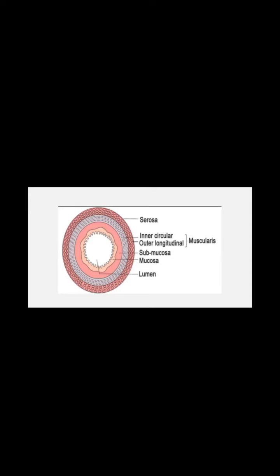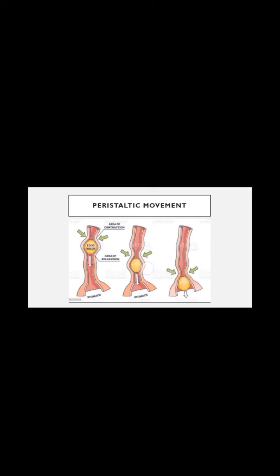This is the wall of the esophagus. Here you can see inner circular muscles and outer longitudinal muscle. Due to the contraction of these muscles, wave-like movement or peristaltic movement occurs. Here is the peristaltic movement. Circular muscle behind the particle contracts and longitudinal muscle relaxes. Simultaneously, circular muscle in front of the food particle or bolus relaxes and longitudinal muscle contracts. This leads to the wave-like movement of the food particle. This is the diagrammatic representation of the peristaltic movement.